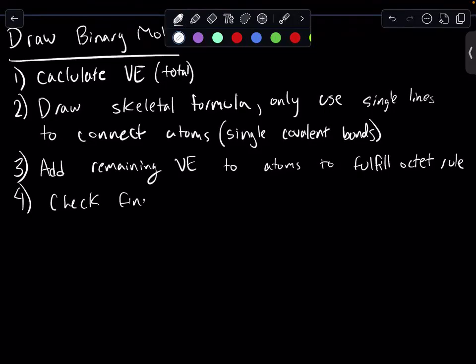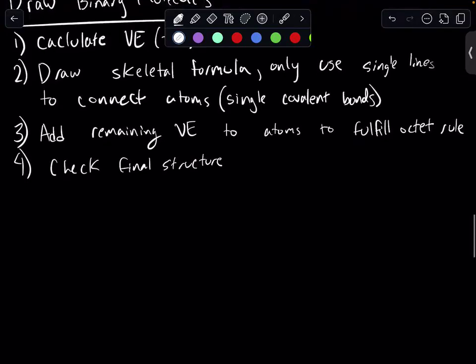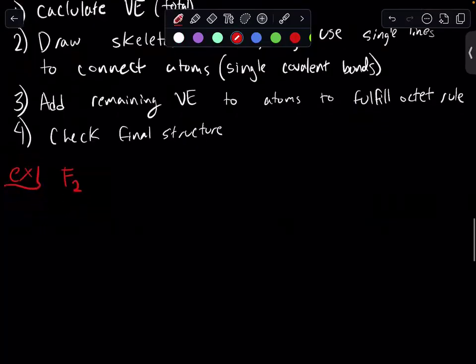Check final structure. This number 4 is going to be mostly useless before we get to double and triple bonds, but we still want to pay attention. So let's do a quick example. For the example, I'm going to look at F2. This is fluorine. Fluorine is diatomic. So we're going to go through each step.